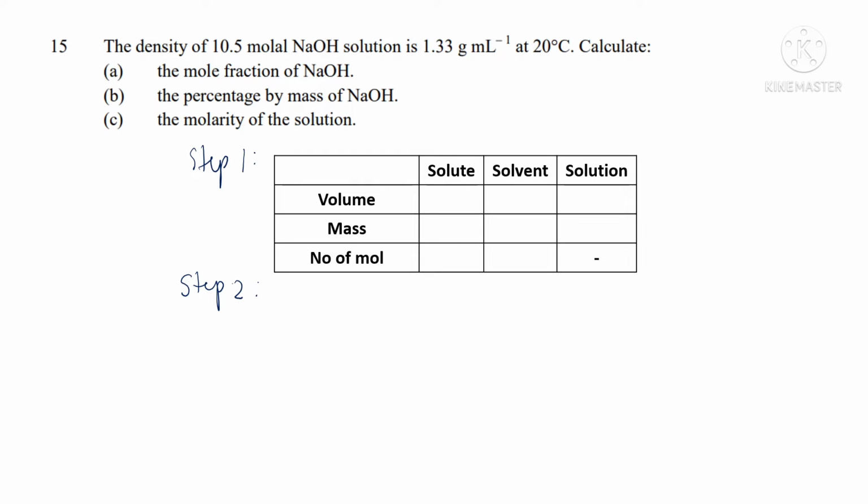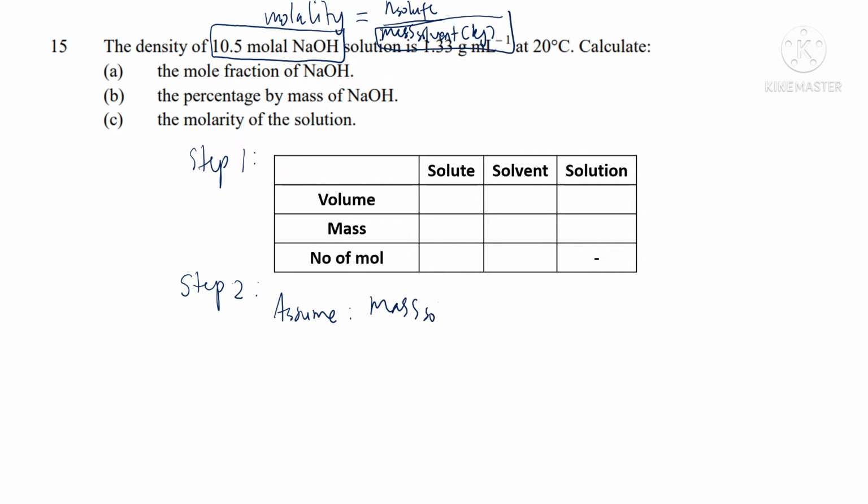And since we can't fill in anything, we need to move on to step number 2, make the assumption. We always make the assumptions based on what is the concentration measurement term that is being given to us. We are being given molality, so we need to do assumption based on molality. Molality formula is moles of solute divided by mass of solvent in kg. And from the formula of molality, we can see that the easiest is for us to assume that the mass of solvent is equal to 1 kg.